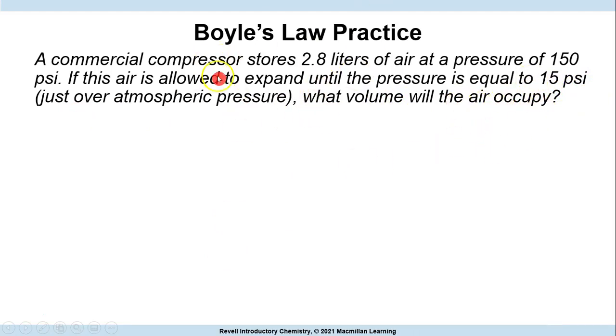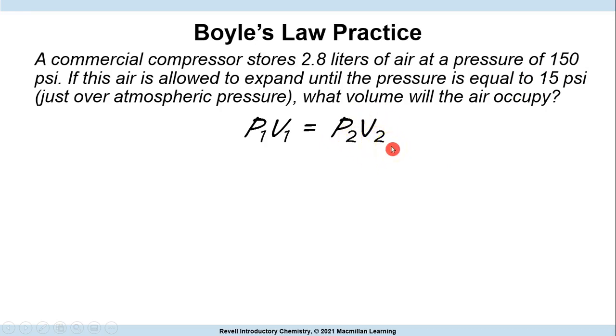Now, for us to be able to solve this problem, we have to collect the data that has been given to us. We already know that the formula that we are going to use here is P1 V1 is equal to P2 V2. And we are looking for the final volume, because the question is, what volume will the air occupy? So we are given the initial volume to be 2.8 liters, the initial pressure to be 150 pounds per square inch, the final pressure to be 15 pounds per square inch. Now we have to look for the V2.